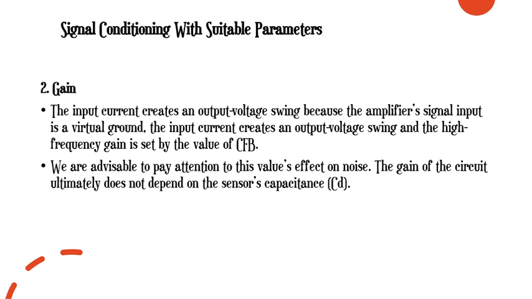So the second suitable parameter for signal conditioning is gain. The input current creates an output voltage swing because the amplifier's signal input is a virtual ground. The input current creates an output voltage swing and high frequency gain is set by the value of CFB. We are always able to pay attention to this value's effect on noise. The gain of the circuit ultimately does not depend on the sensor capacitance.